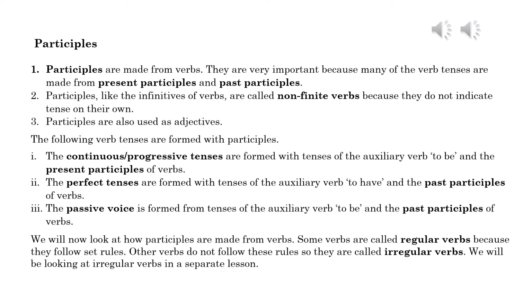2. The perfect tenses are formed with tenses of the auxiliary verb to have and the past participles of verbs. 3. The passive voice is formed from tenses of the auxiliary verb to be and the past participles of verbs. We will now look at how participles are made from verbs. Some verbs are called regular verbs because they follow set rules. Other verbs do not follow these rules, so they are called irregular verbs. We will be looking at irregular verbs in a separate lesson.